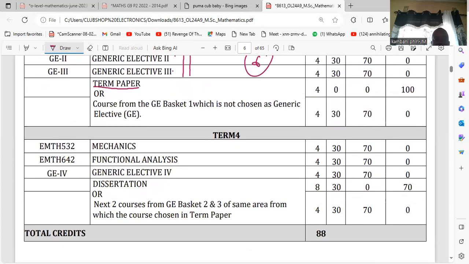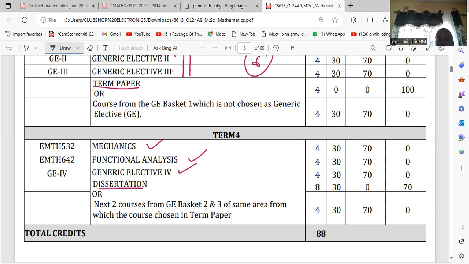Then in the 4th term or 4th semester, there will be 2: mechanics, functional analysis. Then you get the general elective, 1 course. Then if you went for term paper, then you go for your dissertation. But if you decided to stay away from dissertation, then you must pick 2 courses. All right? The ones that should correspond to the one that you picked in the 3rd semester.